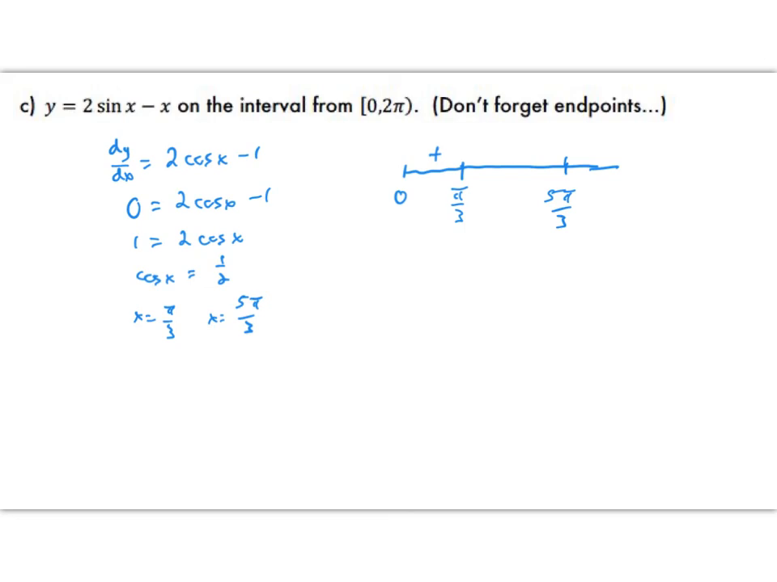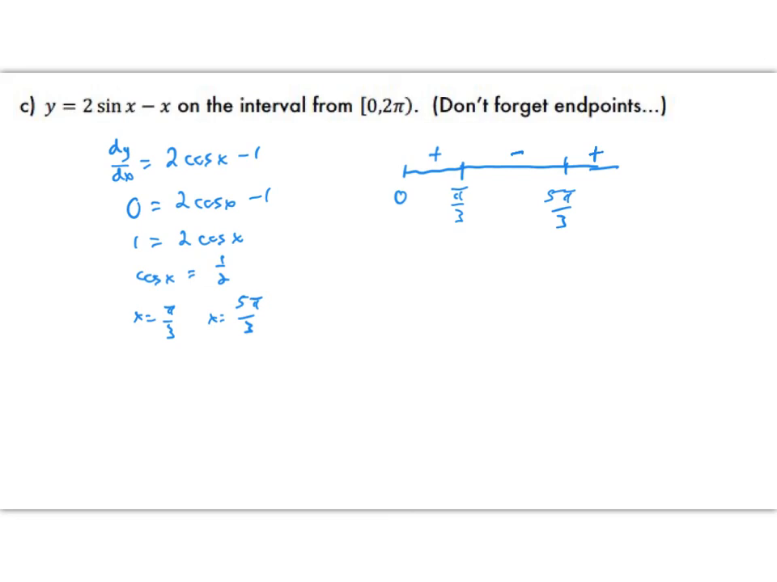Well, the cosine of pi over 2 is 0. So that's going to force this to be negative in the middle. And if I pick something bigger than 5 pi over 3, like say 7 pi over 4 or even 11 pi over 6, cosine is going to be positive in that region. Pretty sure it's going to turn positive there.